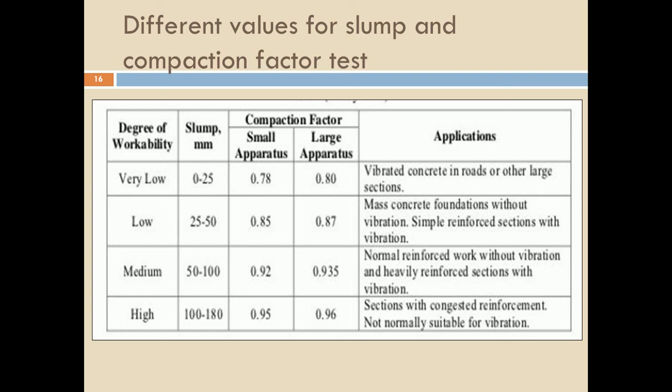As I already told, for medium workability, that is for heavily reinforced slab, beam and column construction, the slump we have already seen in the picture should be around 50 to 100. Similarly, in terms of compaction factor, it should be around 0.92 to 0.93. The application is that we can use it for normal heavily reinforced sections. So this is regarding the compaction factor.